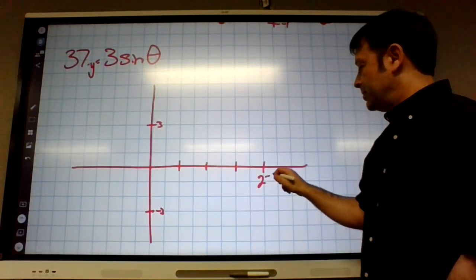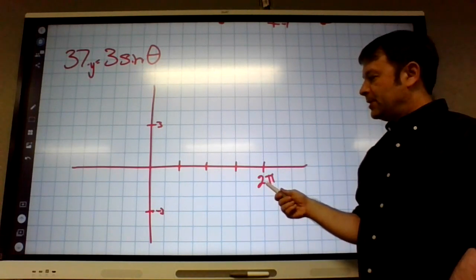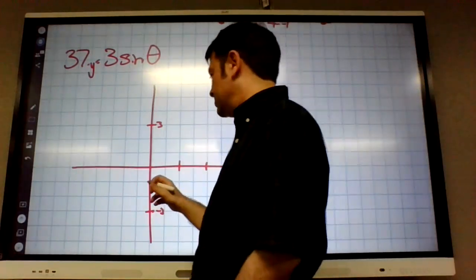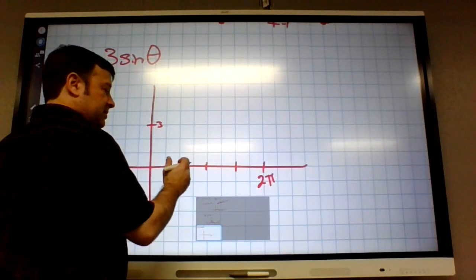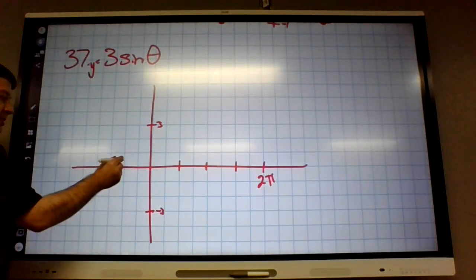So anyway, on your graph, you do have to label this, by the way. I think a few people maybe didn't, on a couple of problems. You have to label the 1 and the 2 pi. Because if you don't label it, I'll just assume you're not counting by ones or something, which would be wrong.